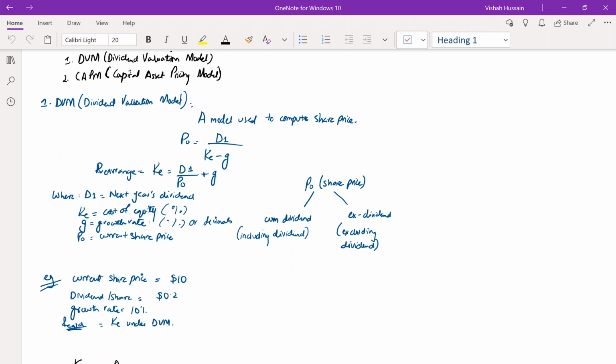where D1 is next year's dividend. The question often gives you the current year's dividend, so you have to add the growth rate to the current year's dividend in order to compute next year's dividend. KE is the cost of equity, G is the growth rate, and P0 is the current share price. Now there are two kinds of P0 or share prices that are given in the question. One is cum dividend, that is including the dividend component, and the other is ex dividend, excluding the dividend component.